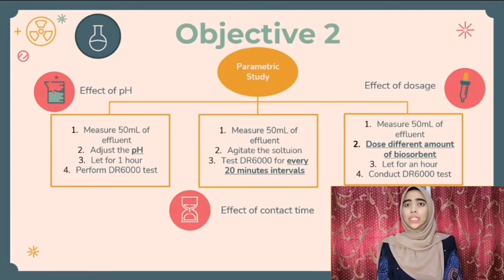In this procedure, the main aim is to determine the optimal dose of biosorbent. First of all, prepare 50 ml of effluent in 5 different conical flasks. The experiment is conducted under the condition of pH 5 and contact time of 60 minutes. For each flask, dose a different amount of biosorbent, for example 0.2, 0.4, 0.6, 0.8, and 1.0 gram of Concord biosorbent. After an hour, take 10 ml of every effluent sample and fill into 5 different sample cells. Perform the DR6000 test procedure for all the samples, and lastly, record the data.